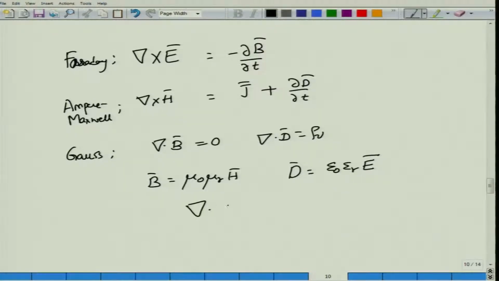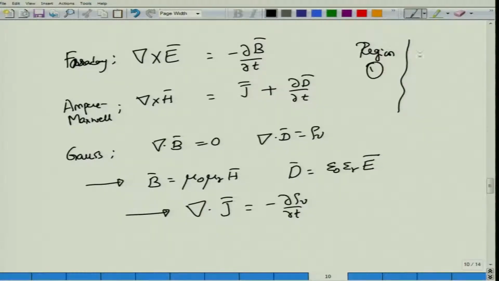Add to this the current continuity equation, del dot J equal to minus del rho V by del t, and then we have Maxwell's equations, the constitutive relationships, and the conservation equation, and we are good to go to study how these fields would behave in region 1 when material properties are different, and in region 2 when material properties are different, and what really happens on this boundary. In order to do that, we need to study boundary conditions, which is the subject of the next module. Thank you very much.